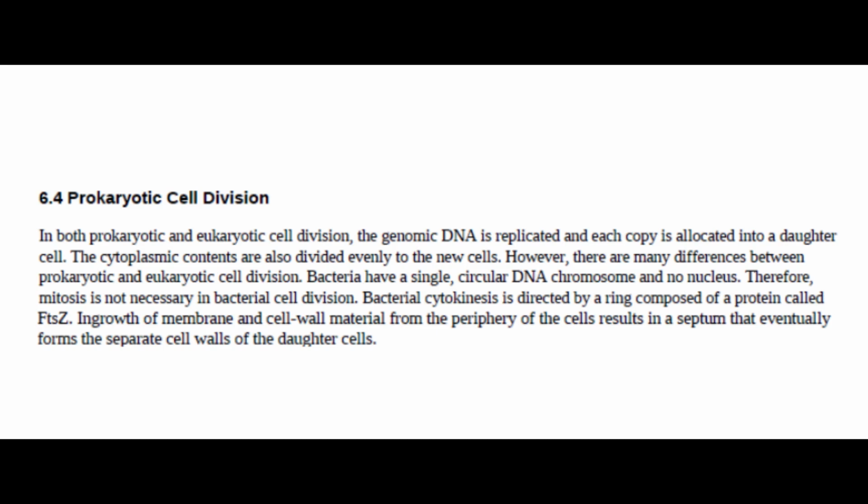Bacteria have a single circular DNA chromosome and no nucleus. Therefore, mitosis is not necessary in bacterial cell division. Bacterial cytokinesis is directed by a ring composed of a protein called FtsZ. Ingrowth of membrane and cell wall material from the periphery of the cells results in a septum that eventually forms the separate cell walls of the daughter cells.